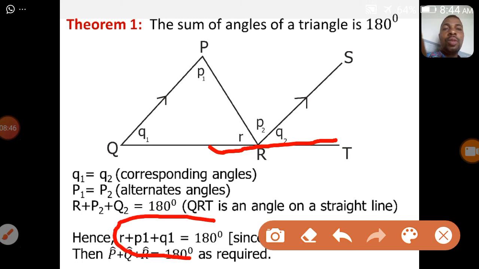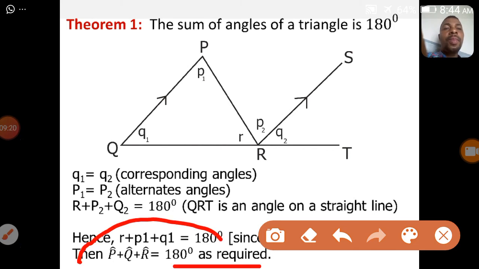This is where I'm referring to. Why do we have that? We have replaced P2 and Q2 with what? P1 and Q1, since they are the same. Okay? With that, we can conclude that angle at P, angle at Q, and angle at R give us what? 180 degrees as required.